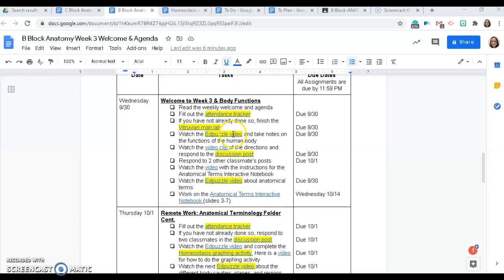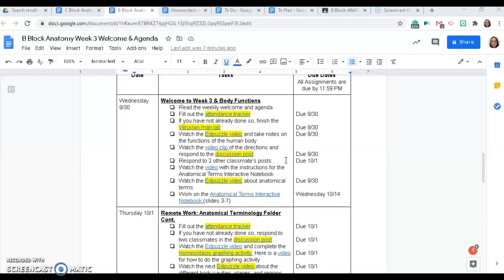Then there's an Edpuzzle on the different functions of the human body. There is a discussion post that I need you to do. There's a short video clip and directions for how to respond to the discussion post. You do have to respond to 2 other classmates. I talk about how I expect you to do that in this video clip. You do not have to respond to 2 other classmates until your next remote day. So if you are in cohort A, that is October 1st. One day later, if you're in cohort B, you have until the 6th to respond to 2 other classmates.